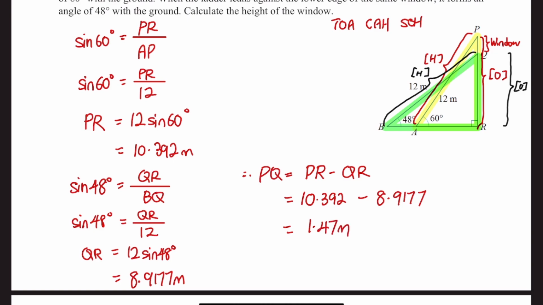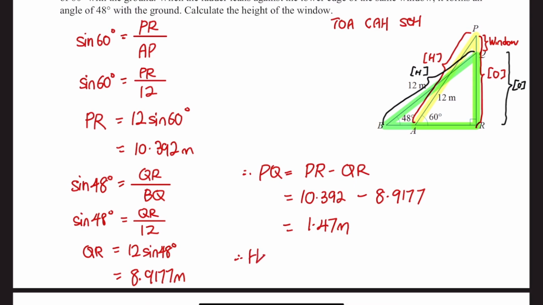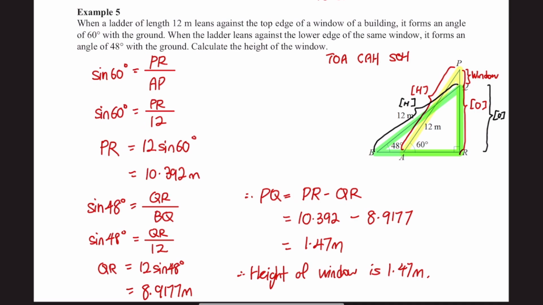Since I know that this length over here is 1.47 meters, you can conclude that the height of the window is 1.47 meters, to answer the question. Okay, and this is for example 5.